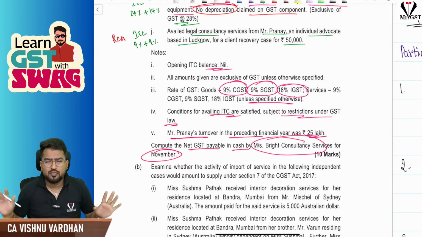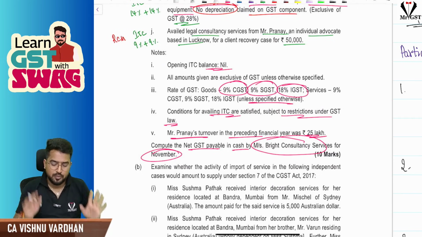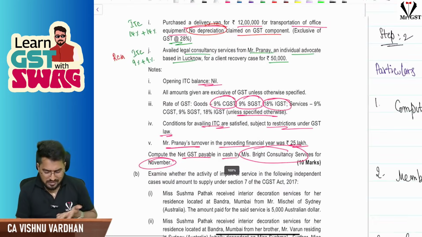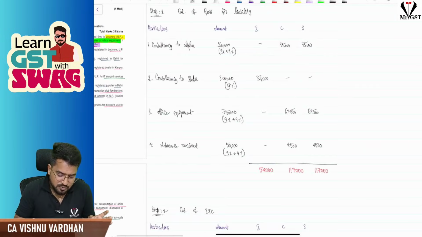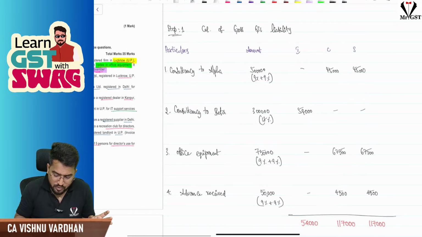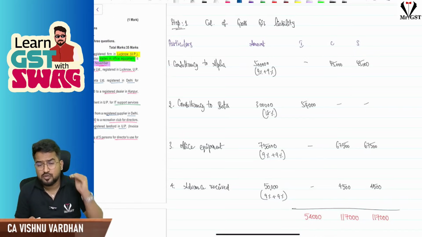So we have decoded the full sales information and purchase information. Now it is all about posting in step 1 and step 2. So now, as you know, the remaining are all normal things. Okay, net GST payable. What is step 1? As I told you already. Look at this, look at this.